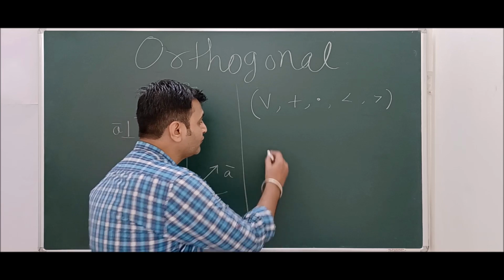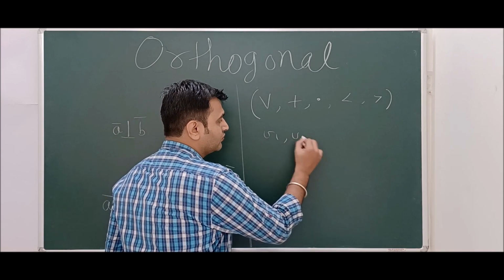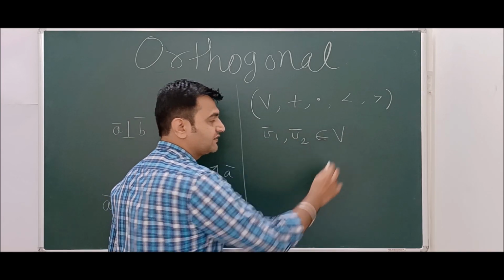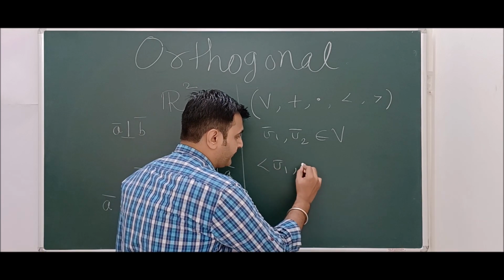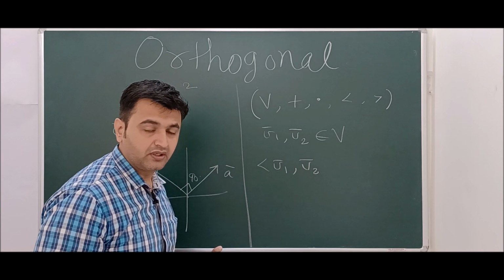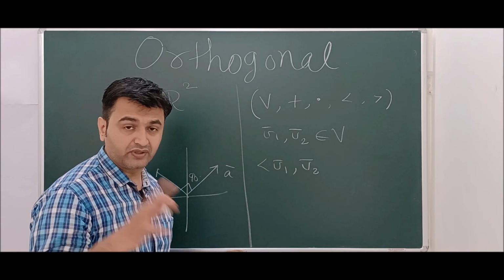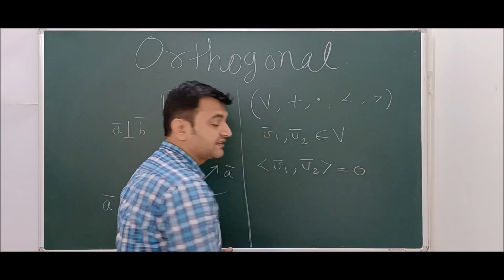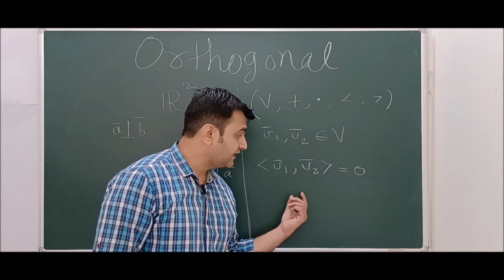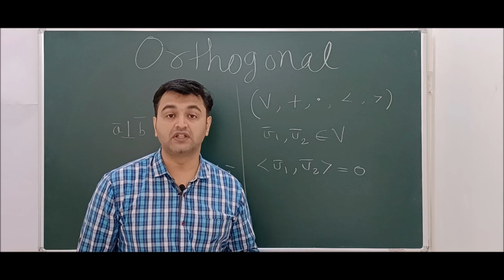Now here if I take two vectors V1 and V2, these are the two vectors in my vector space V. If you find their inner product, if you don't know what is an inner product, I will post the link in the description, you can have a look. Okay, so when the inner product of these two vectors is 0, we say that these two vectors are orthogonal.